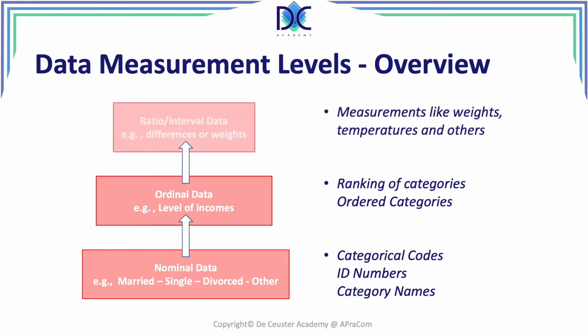The last element are what we call the ratio and interval data, and here we look at, for example, differences or weights. We have weights, temperatures, and other parameters that we are measuring. So basically this is the overview of the data measurement levels and how we can use them, what are the different possibilities that we will use later when we are dealing with raw data. How will we treat them, and how will we create from the raw data, using the different tools, an overview of information. So that was it for this video.